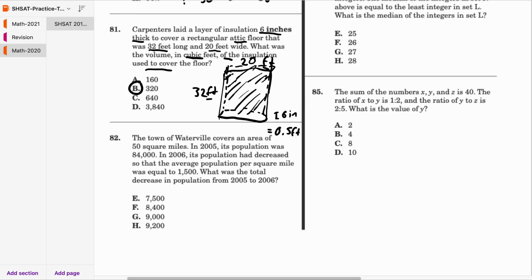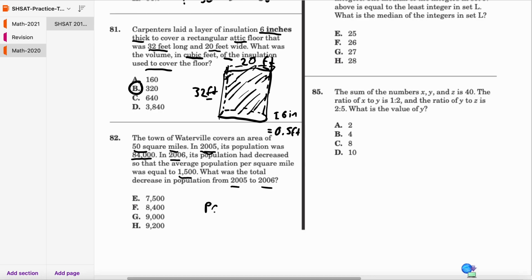Okay. So now we're going to go on to 82. So we have a town that covers an area of 50 square miles. And in 2005, it had a population of 84,000, whereas in 2006, its population decreased, so that the average population per square mile was equal to this. And then we want to know what that decrease in population was from 2005 to 2006.